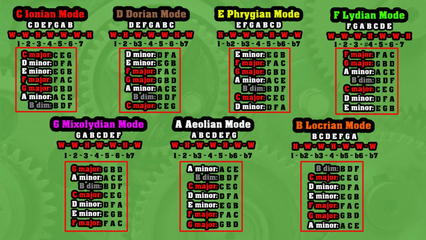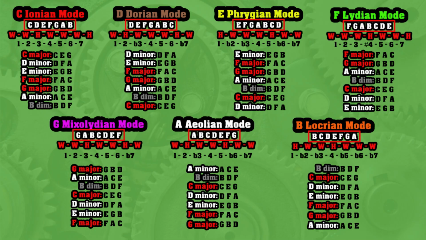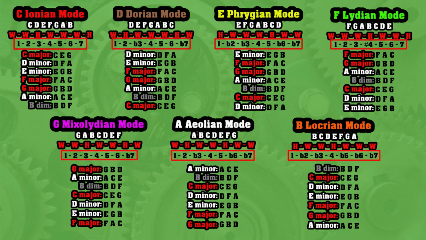You see the same 7 chords present in all 7 of these modes. You have your 3 major chords, your 3 minor chords, and your 1 diminished chord. There's no other notes being used here except for just your A, B, C, D, E, F, G. Just the natural notes, no sharps, no flats. That's what makes these modes. But the driver of the bus for each of these modes is what determines the sound. So for the Ionian mode, the 1, 2, 3, 4, 5, 6, 7. For the Dorian mode, the 1, 2, flat 3, 4, 5, 6, flat 7. Phrygian mode, 1, flat 2, flat 3, 4, 5, flat 6, flat 7, and so on.